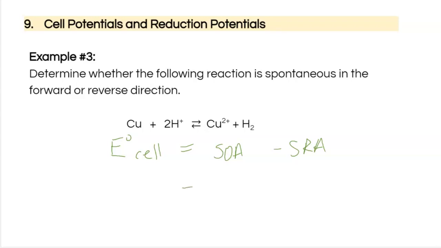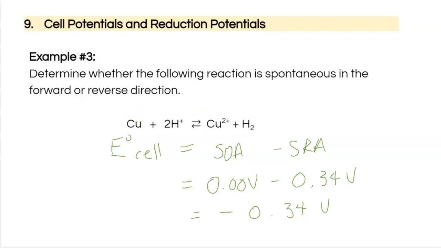Substituting the values in here, we have our H+ as our SOA at 0.00 volts minus the positive 0.34 volts of our copper, giving us negative 0.34 volts. That is telling me that in the forward direction, this is non-spontaneous. In the forward direction, I have a negative value, so that means it's non-spontaneous in the forward direction, which means that in the reverse direction, I would see that it is spontaneous.